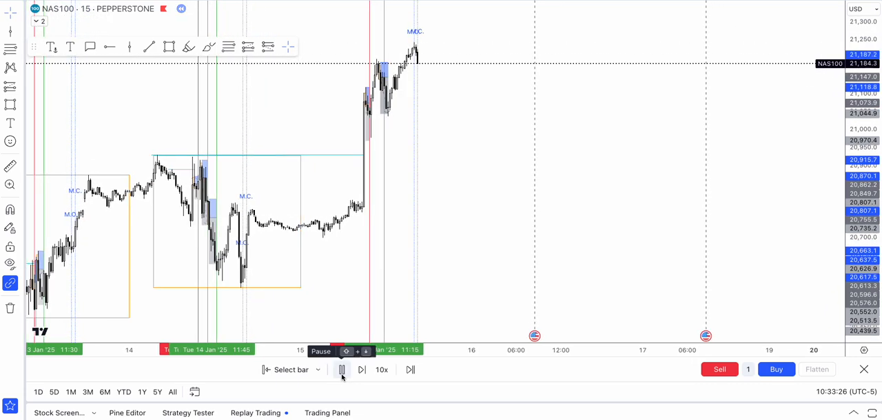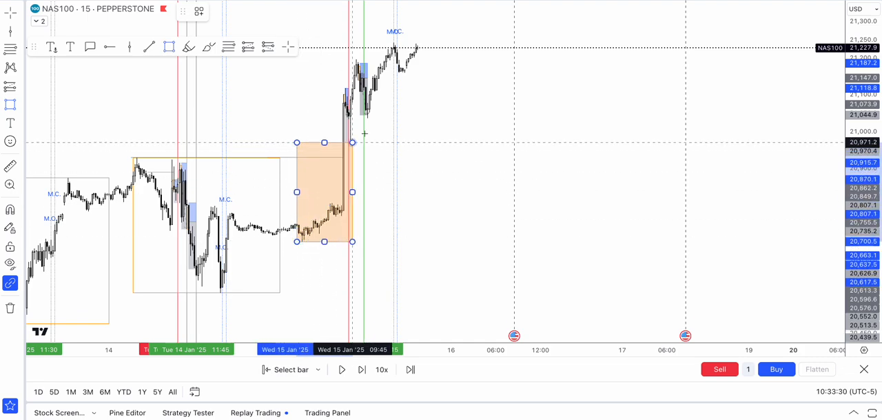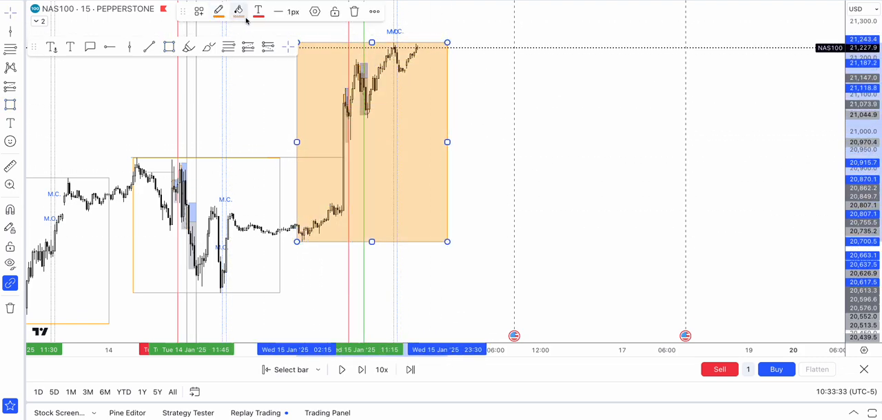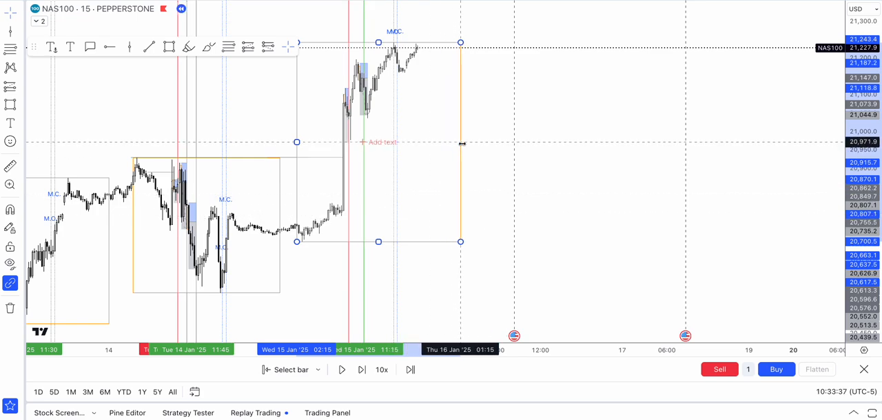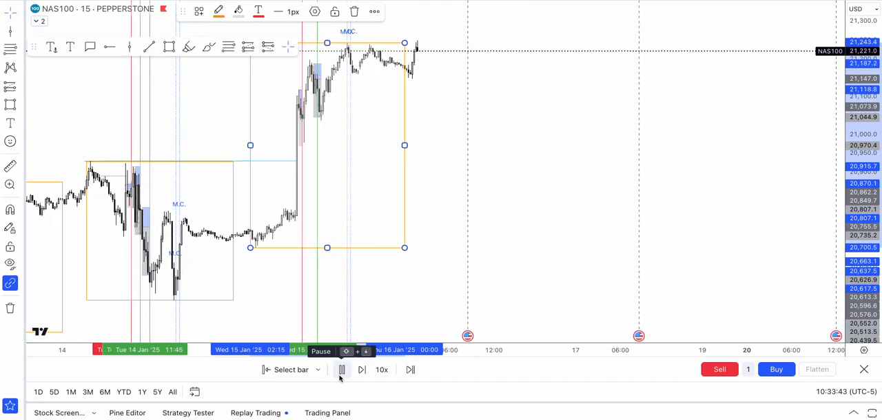And it looks like it's going higher. So it's looking like for Thursday it'll just be a day to look for buys only. Yeah, so confirmed uptrend.